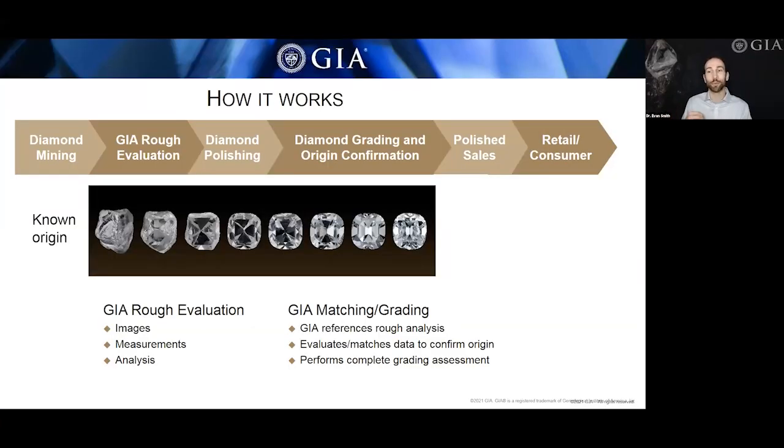When a diamond is mined, the origin is known. It is a fact. If the diamond is submitted to GIA for evaluation, we can make a record of it and be able to identify the diamond later. It's like taking the diamond's fingerprint.